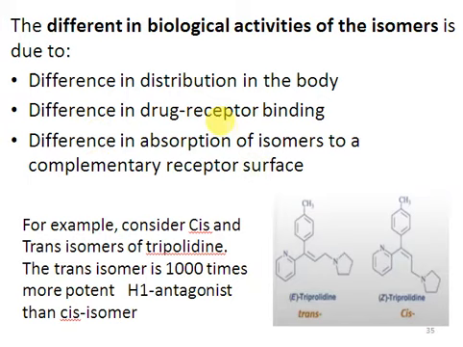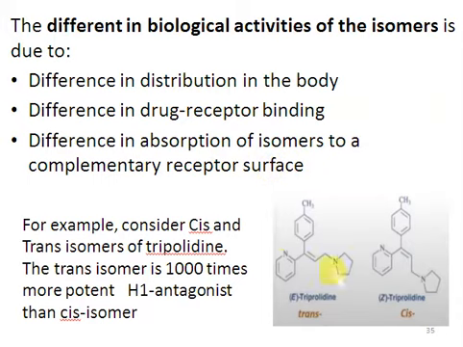Right, so the basic reason is that the stereoisomers are chiral because of the asymmetry, and the biological system is also chiral. Because of this chirality, because of this difference in arrangement of the atoms, there is a difference in distribution in the body, a difference in the drug receptor binding, and a difference in the absorption of the isomer to the complementary surface of the receptor.